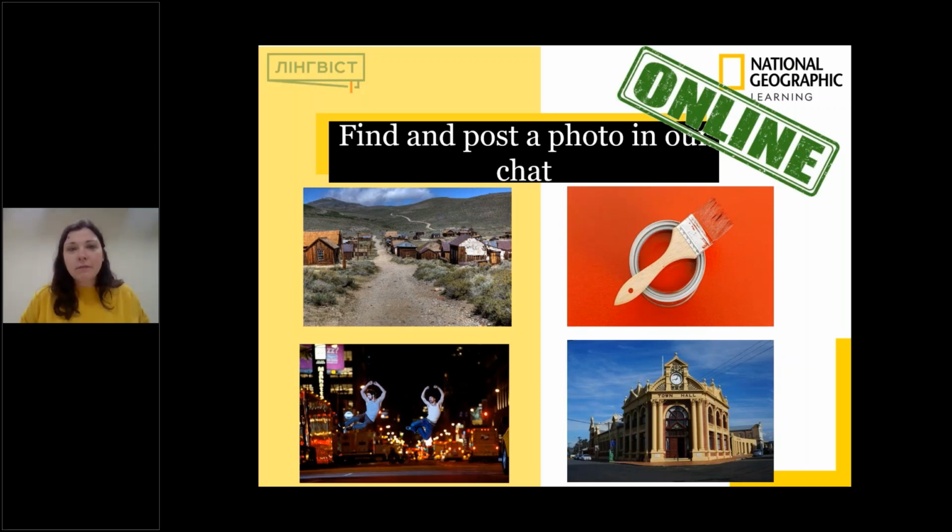Again, not very difficult. You can set a time. If it's not homework, you can set a time limit. Like, okay, now you have 5 minutes, or even not 5, 2 minutes to find 4 pictures. Time's going, start. They can do it very quickly. They will be more engaged.